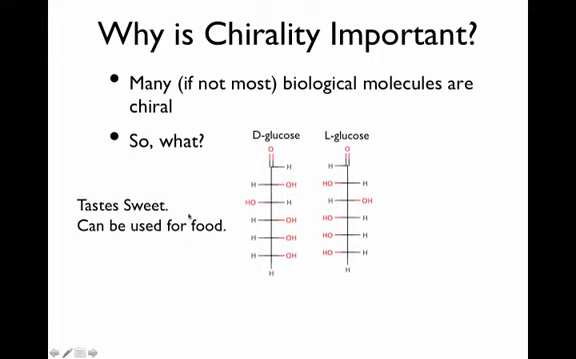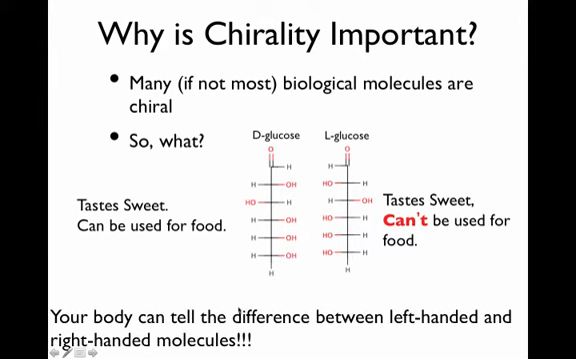The one on the left tastes sweet to us, and we can eat it, and we can get calories from it. We can use it for food. We can get energy from this thing. The molecule here on the right, L-glucose, tastes sweet as well, but we actually can't get any energy from it. Our bodies cannot use this thing for food. The punchline here is that your body can actually tell the difference between left-handed and right-handed molecules.